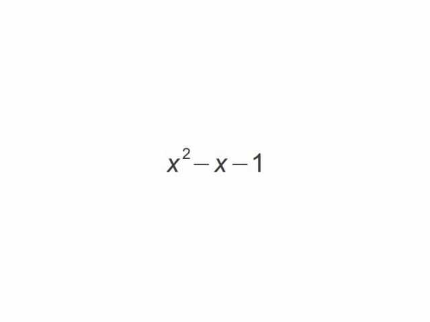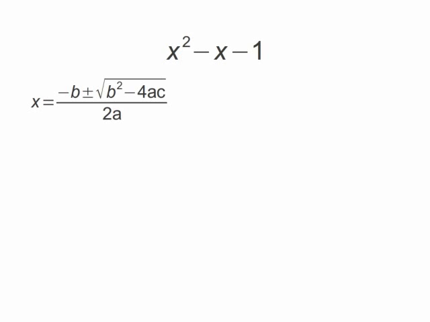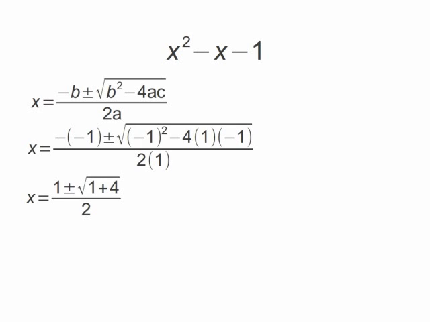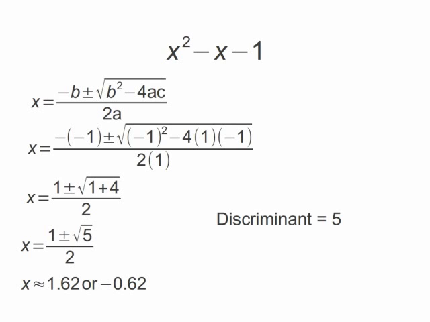Now, let's look at our quadratic equation. We'll start by just plugging in our coefficients and solving for our solutions. Then we'll make sure we have the right number of solutions by checking the discriminant. There are two solutions, and they are approximately 1.62 and negative 0.62.